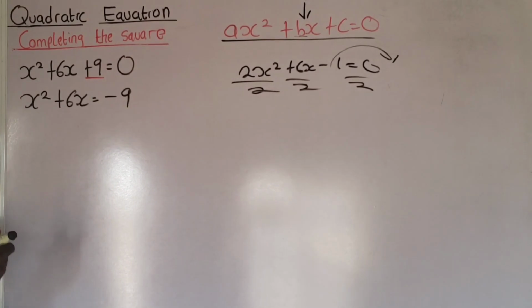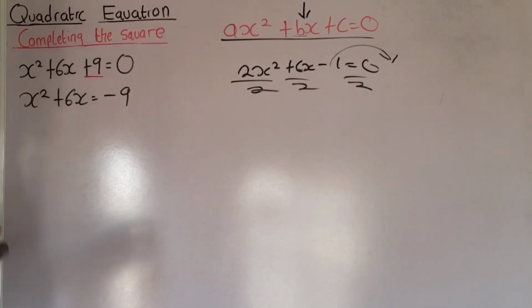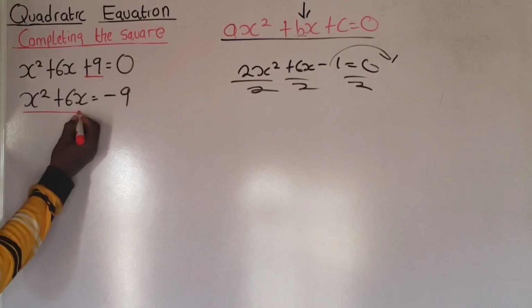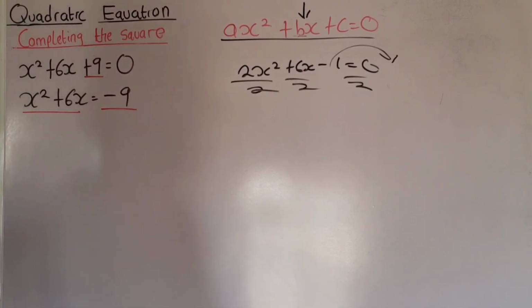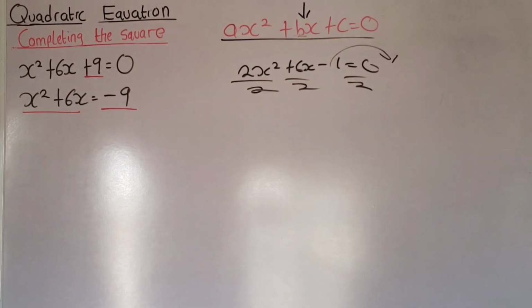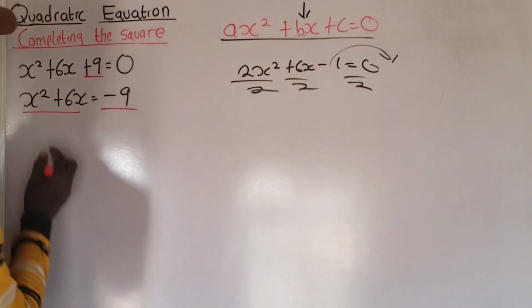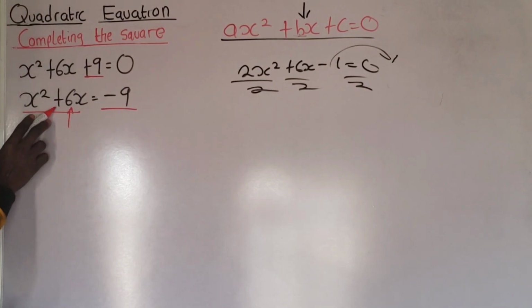Now, having moved the constant to the other side of the equation, the next step is that I'm going to add the square of the half of the second term to both sides of the equation. Please listen to the explanation again. We have two sides. The first side is this and the second side is this. Now, the next step here is that I'm going to add the square of the half of the second term to both sides of the equation. You understand? Now, the second term is what? The second term is plus 6.